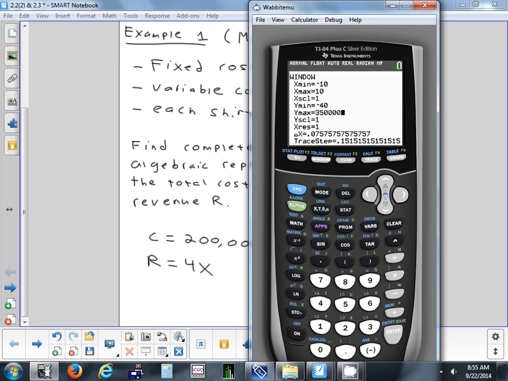Because remember, we're going to be having more costs than just 200,000. 200,000 is the cost if we don't sell any shirts. But then the cost could go up from there. And our y min. Is it possible for our costs to go negative? No. It's always going to cost us money to make the shirts. Now, x min is the minimum number of shirts produced. What would be a good minimum number of shirts? 0. And x max, that's how many shirts we make. We don't know the max. Let's try 300 shirts. This might not be the best window. We'll hit graph and take a look.